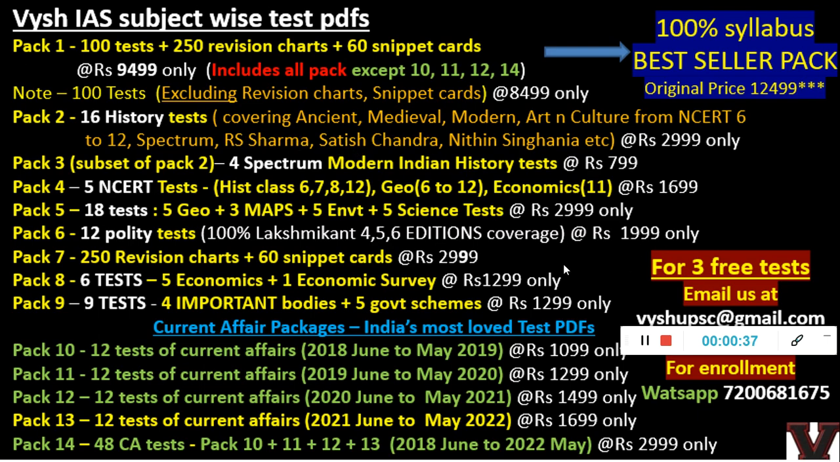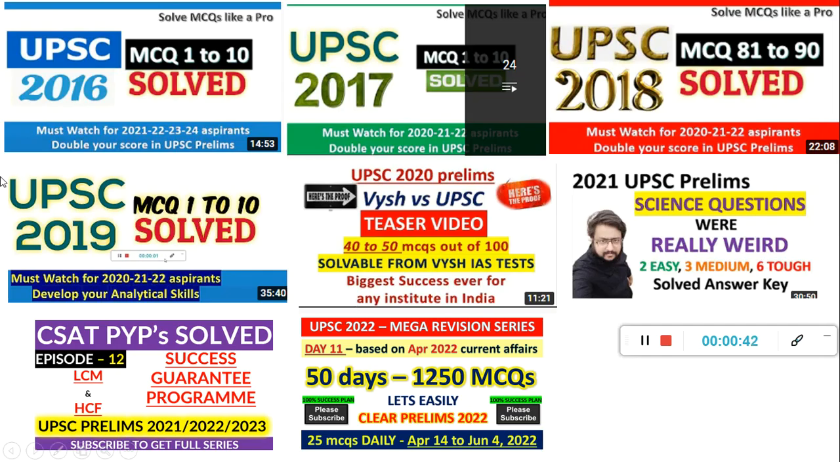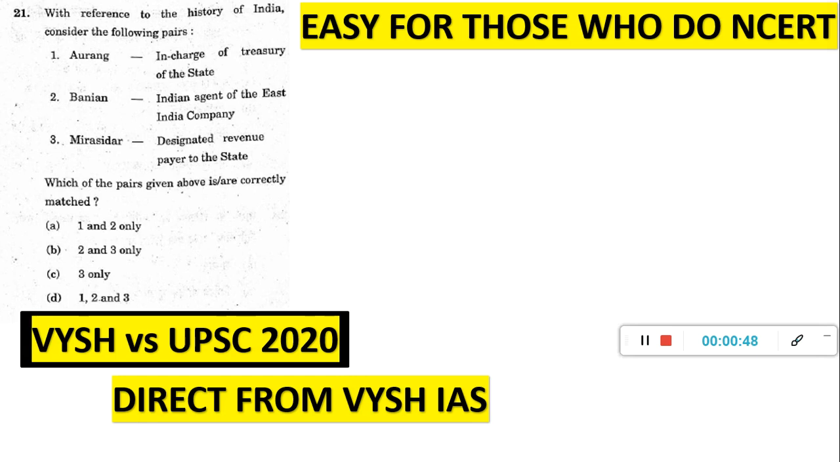So I'll show you all the questions. Meanwhile, you can go through this, and at the end of this video I'll again explain. Also watch the 2016, 17, 18, 19 videos. Questions will come directly from these playlists, and if you skip it, then after the exam you will regret it. So the first question, if you see: with reference to the history of India, consider the following pairs.